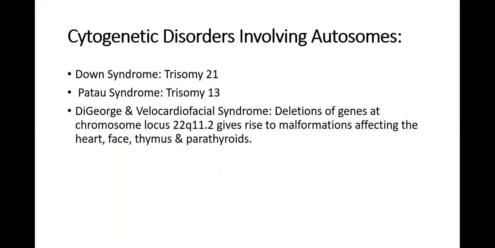Cytogenetic disorders involving autosomes. There are many cytogenetic disorders, but the important ones involving autosomes are Down syndrome, which is trisomy 21, Patau syndrome, which is trisomy 13, and DiGeorge and velocardiofacial syndrome, in which deletion of genes at chromosome locus 22q11.2 gives rise to malformations affecting the heart, face, thymus, and parathyroid. So I'm going to discuss this, and then we are going to do the trisomy in sex chromosomes. So Down syndrome or trisomy 21.